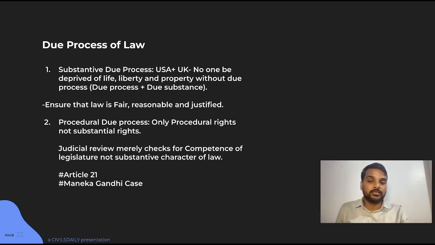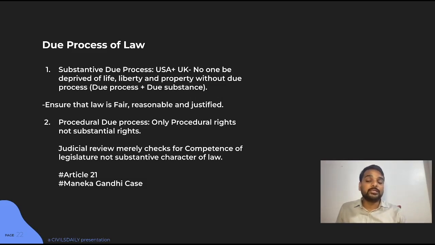But in India, traditionally we had only procedural due process. That is, only there will be procedural rights. That okay, if the law is made by Parliament and it is within its domain to make the law, then it is valid. Judicial review merely checks that okay, the law has to be competent. So this is one of the reasons that in the ADM Jabalpur case habeas corpus was also suspended, because we did not have this concept till then, of fair, reasonable and justified.